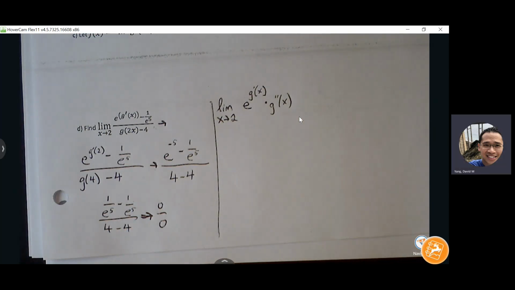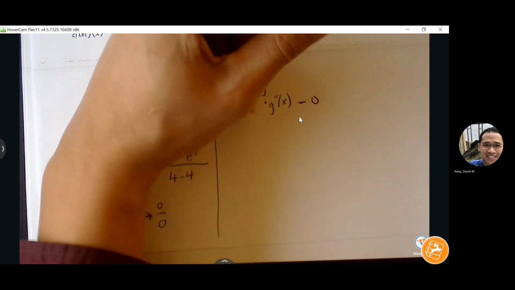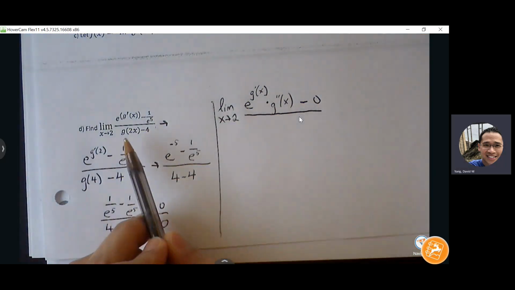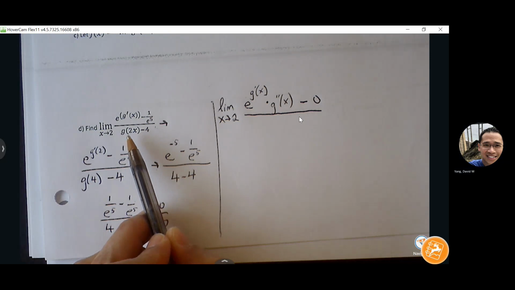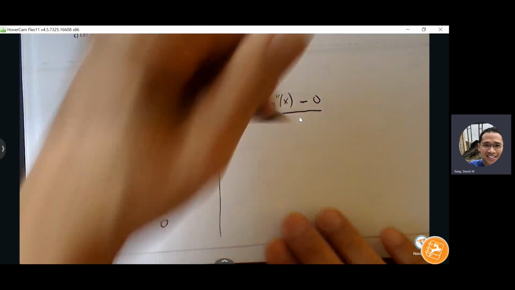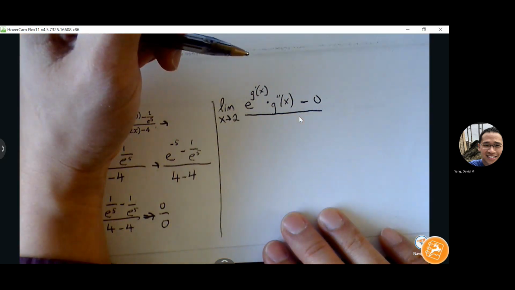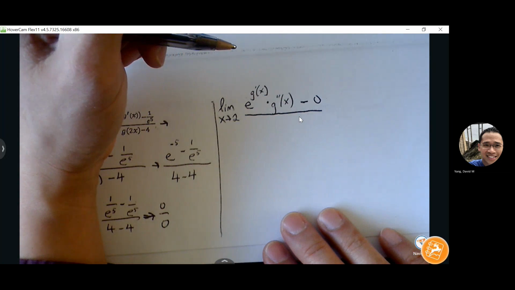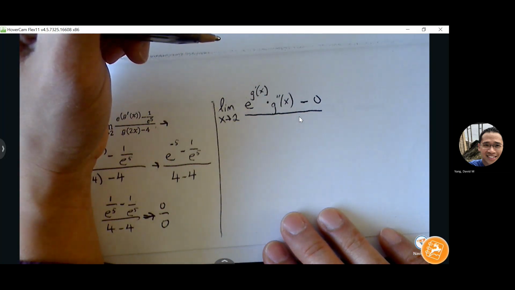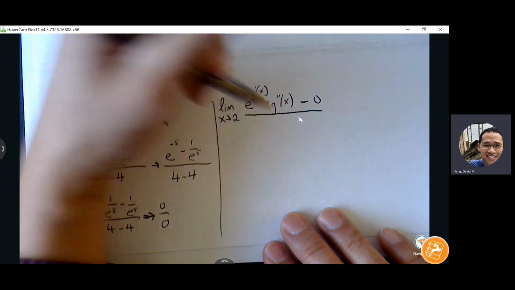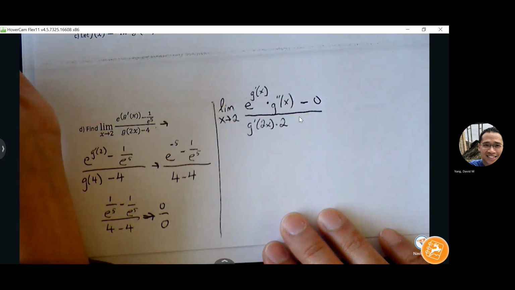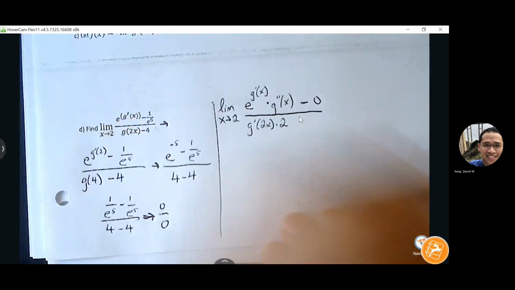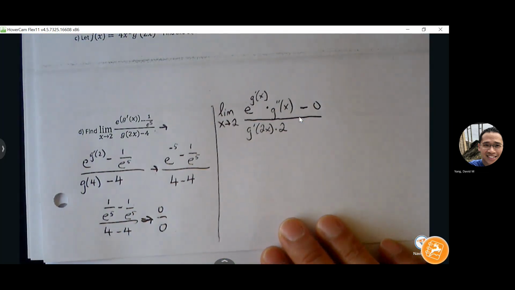Yep, e is a number, right? G of 2x, a little bit of chain rule here, was g's derivative. What's the derivative of g of 2x? Times 2x times 2.